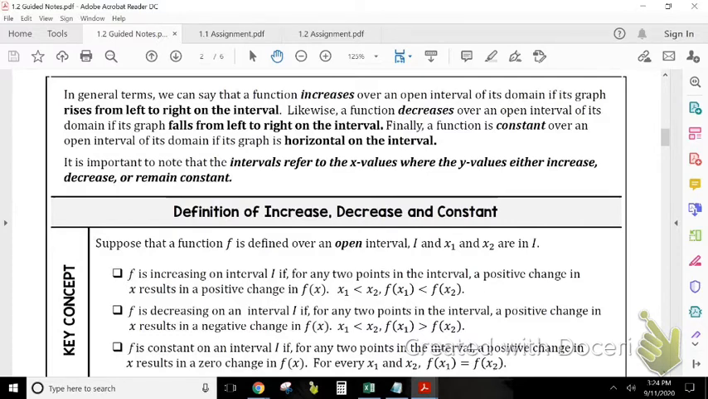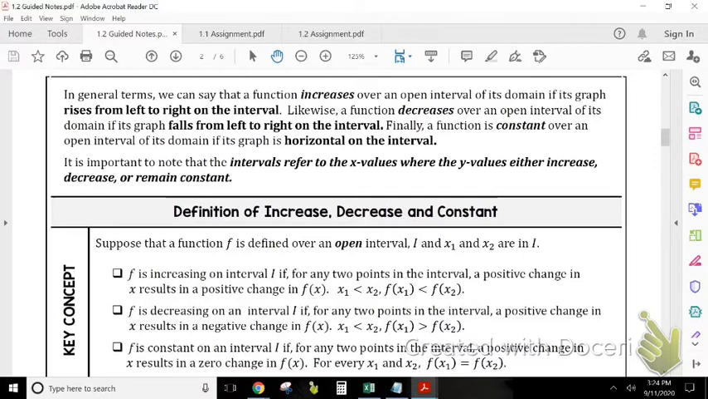So just think about it as you know it. What does increasing mean? Something increases means it goes up. Same thing, if my graph is increasing, as we read our graph from left to right, it's going to go up. What does decreasing mean? It goes down. So as we read our graph from left to right, our graph is going to go down. And what is constant? Something that's constant doesn't change. So when we read our graph from left to right, it's going to be a horizontal line.